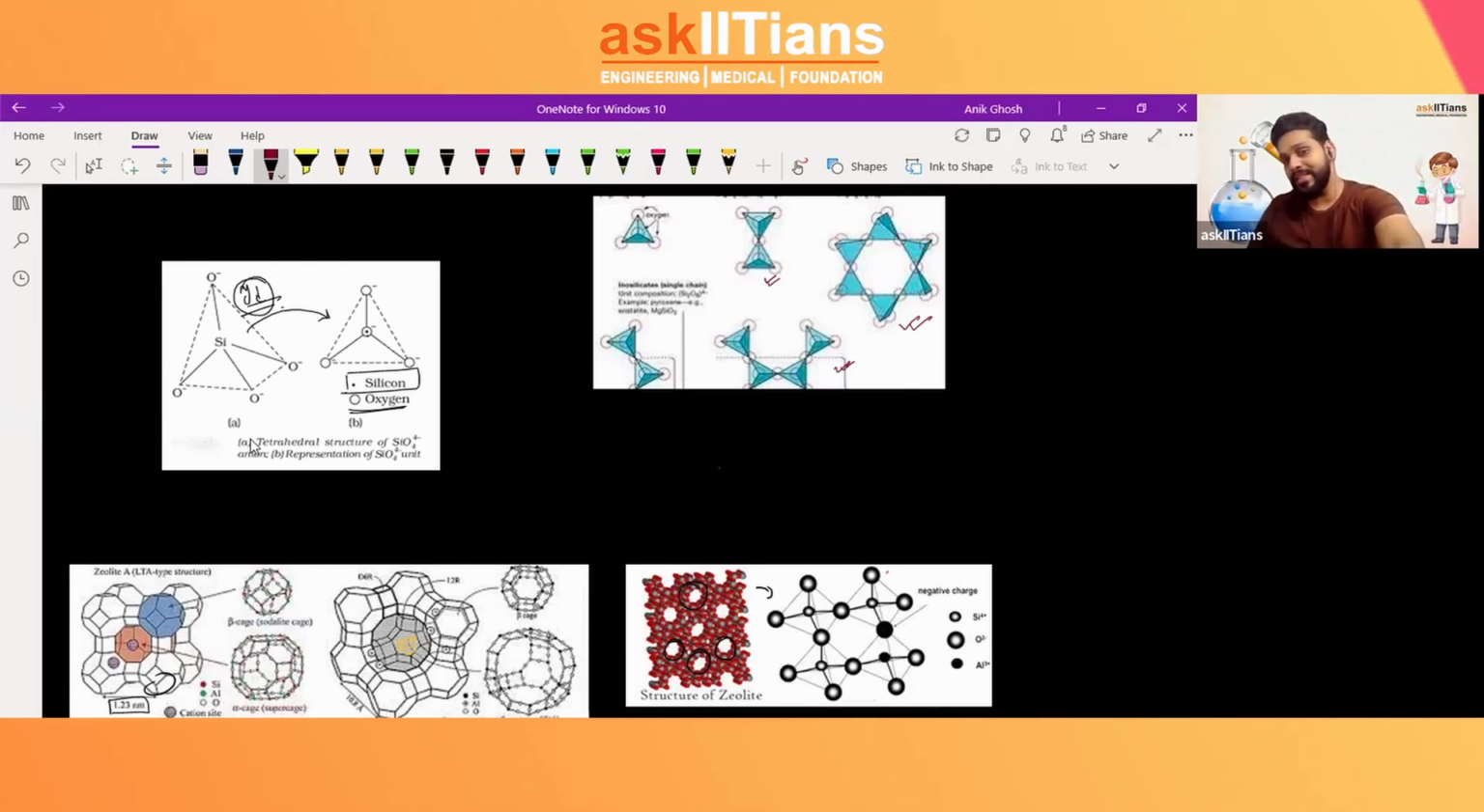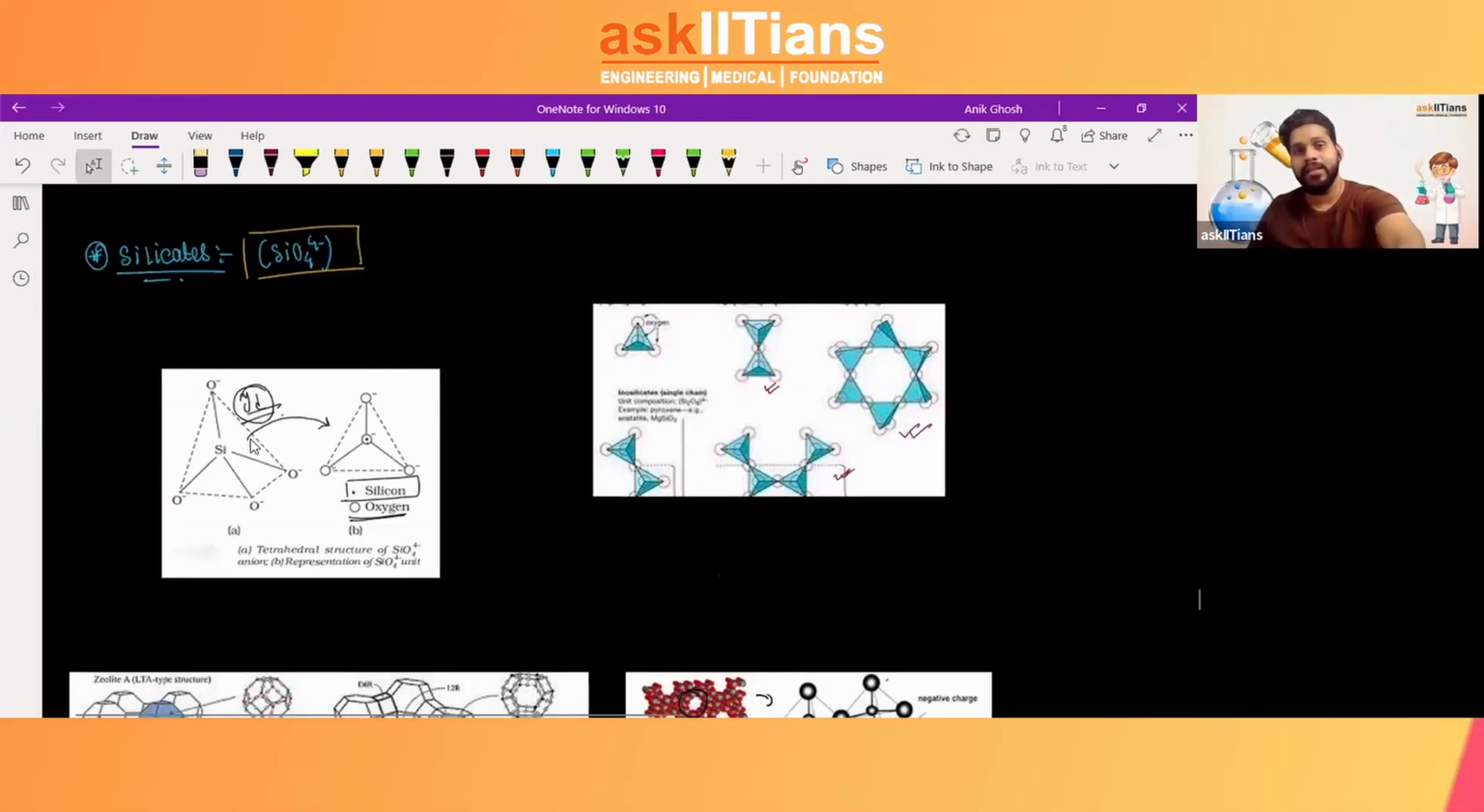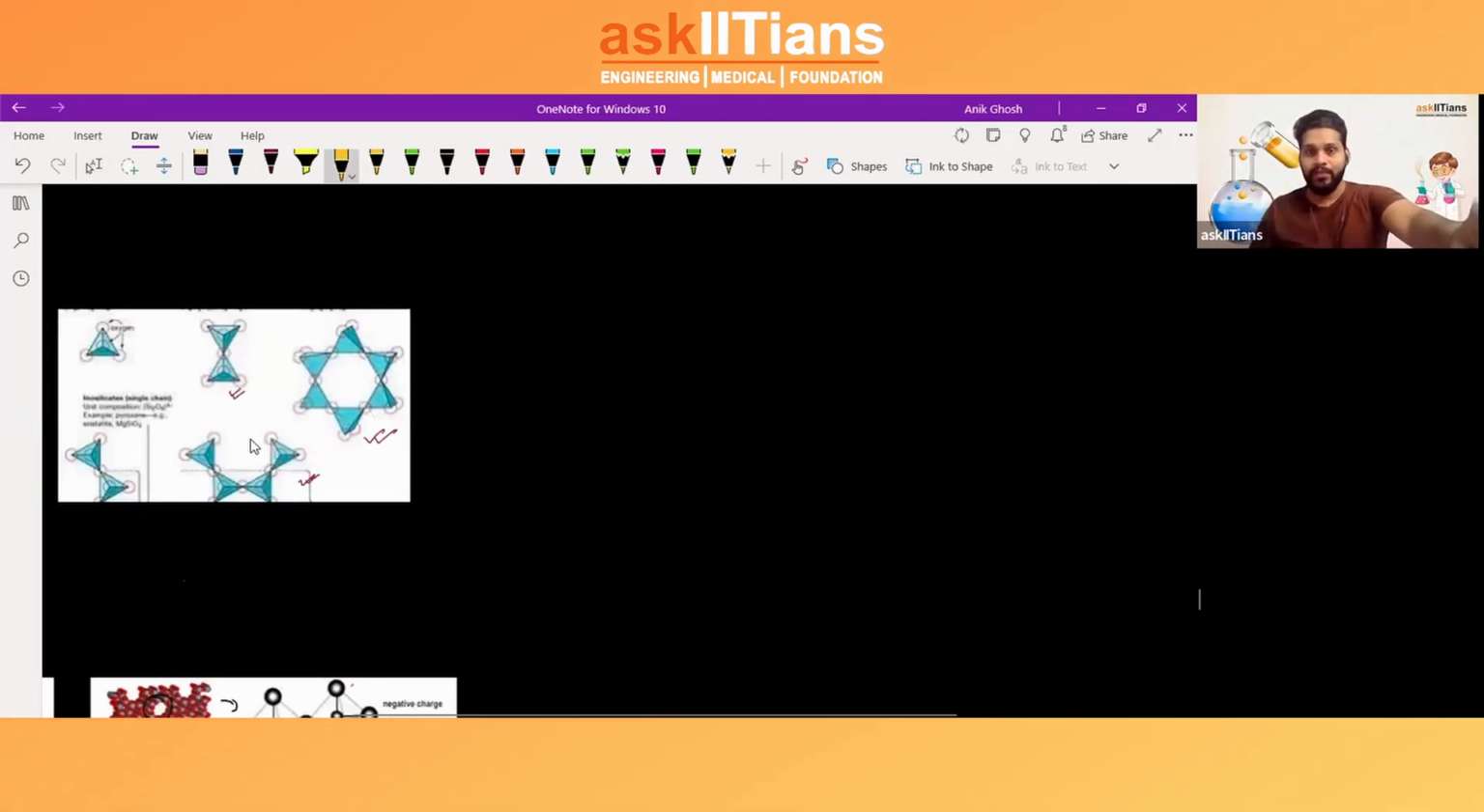So, what is the basic difference between them? It's like silicons are combining with each other. Let's say I'm talking about orthosilicate or pyrosilicate. What happens over there is this oxygen is the reason how you are making the polymerization. That's all.